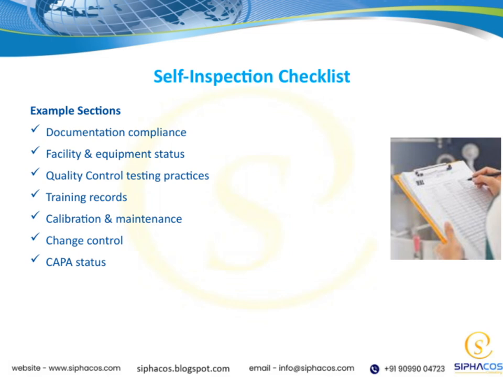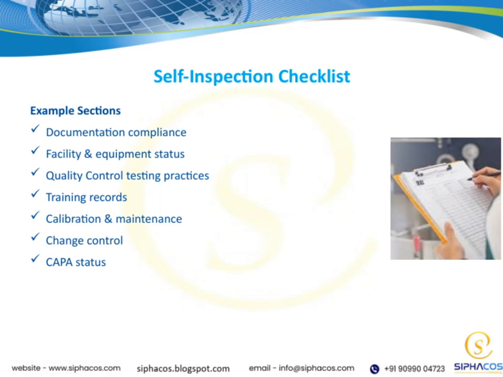Moving on to quality control testing practices. This is about ensuring our testing methods are consistent, reliable, and follow validated procedures, which directly impacts product quality. Training records are also vital. We need to confirm that staff are properly trained and that their training is documented, ensuring everyone has the necessary skills and knowledge. Calibration and maintenance refer to keeping our equipment properly calibrated and maintained. This minimizes errors and guarantees accurate results.